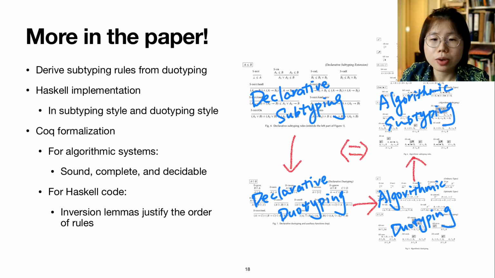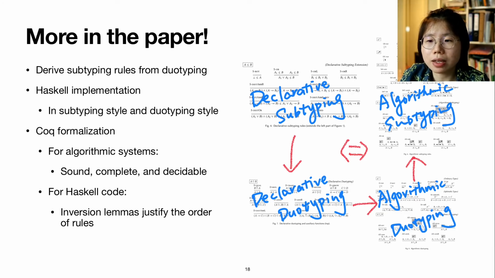And the algorithmic subtyping formulation we have is actually derived from the dual typing formulation, which is an algorithmic version of the declarative dual typing. So we have two declarative systems and two algorithmic systems. In our paper, we prove that the four systems are all equivalent. Also, we have a Haskell implementation in both subtyping style and the dual typing style.